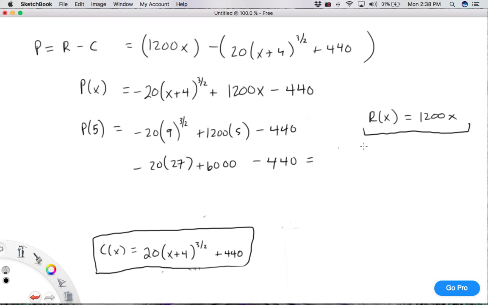And I got 5,020. Okay, so this time it's positive, which means this company is actually doing something right. That's pretty good. So that's going to be the answer for part A. Production and sale of 5 units is going to result in a profit of $5,020. Part B, how many units would result in the maximum profit?